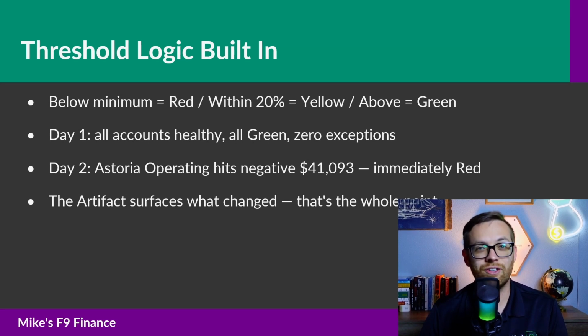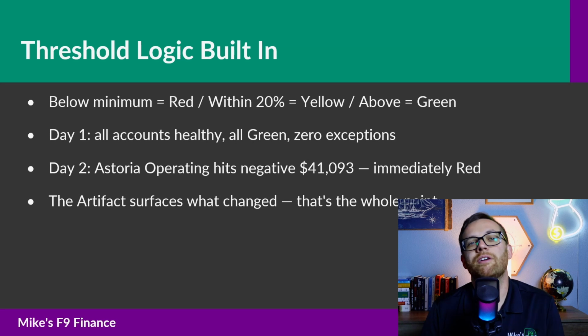All accounts on day 1 are green. So the status header should show 0 exceptions. The exception section should be empty. The commentary should reflect that the company is healthy across all 3 locations with no concern. So we paste that prompt into Claude, we hit submit, and the artifact renders in the artifact panel. It's a formatted document with the header block, the table, the empty exception section, and the commentary. It looks professional. It looks ready to go.